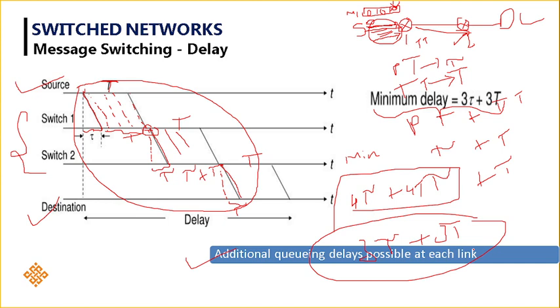In the upcoming videos I will be explaining circuit switching and packet switching, because in total we have 3 types of switching technologies. One is message switching, the other one is circuit switching, and lastly packet switching. In packet switching we again have 2 types: one is datagram switching and the other is virtual circuit switching. All this we will see in the upcoming videos.